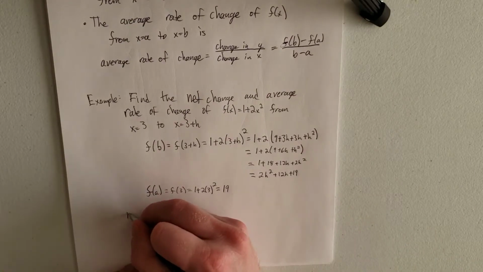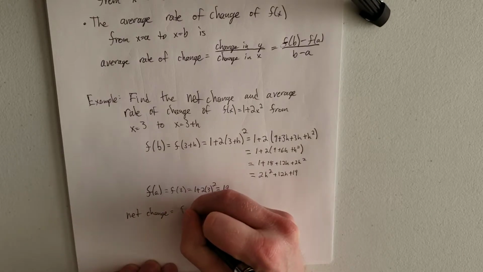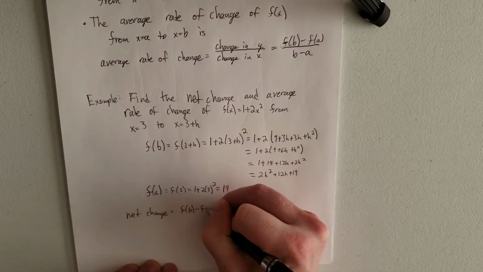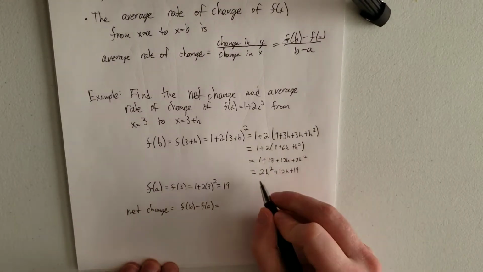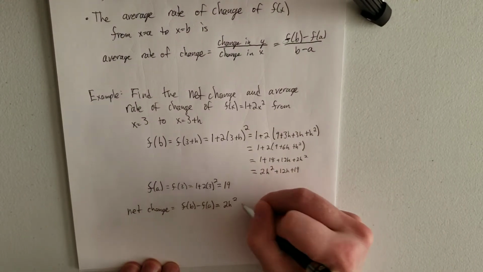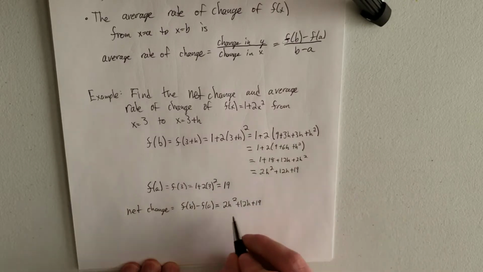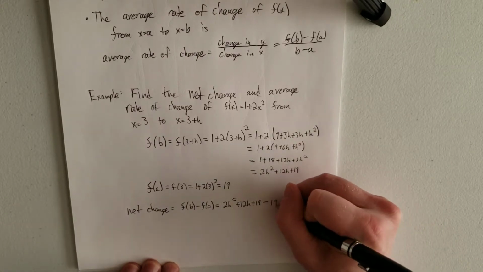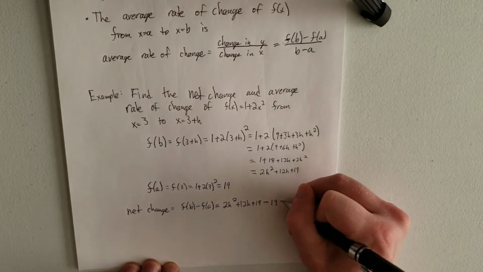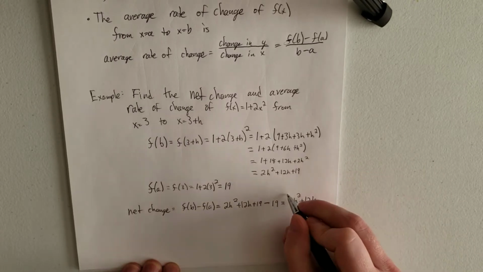So our net change is f of b minus f of a, which is in fact 2h squared plus 12h plus 19. That is our f of b. We want to subtract off f of a, which was 19. The 19's cancel, and we get 2h squared plus 12h.